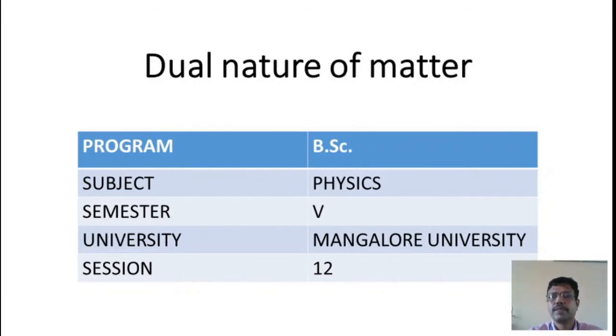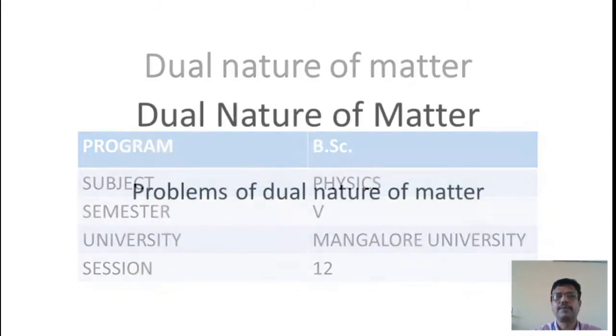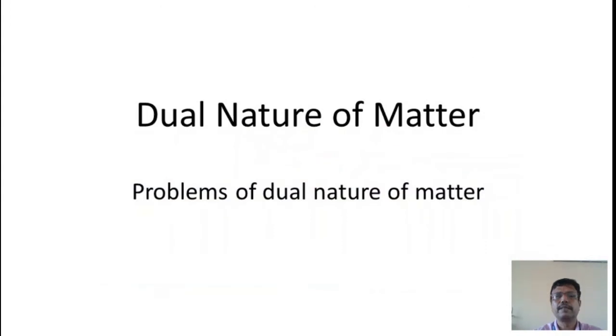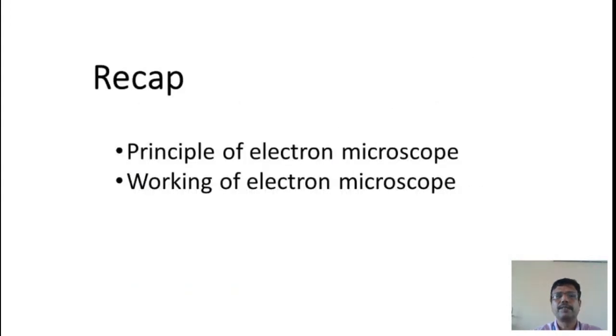Hello, the discussion is on dual nature of matter, session 12, problems part, problems of dual nature of matter. In that part, we want to discuss some of the problems related to the theories chapter of de Broglie's matter waves, then Compton effect, photoelectric effect, as well as Heisenberg uncertainty relations.